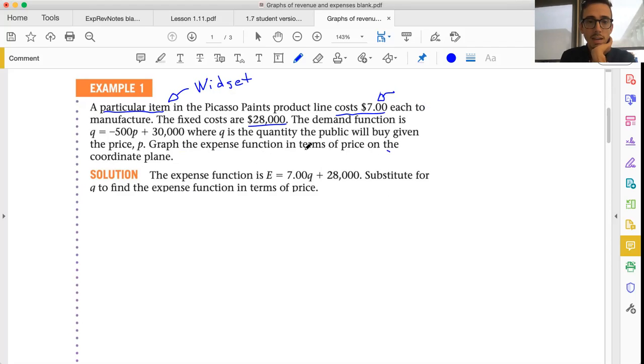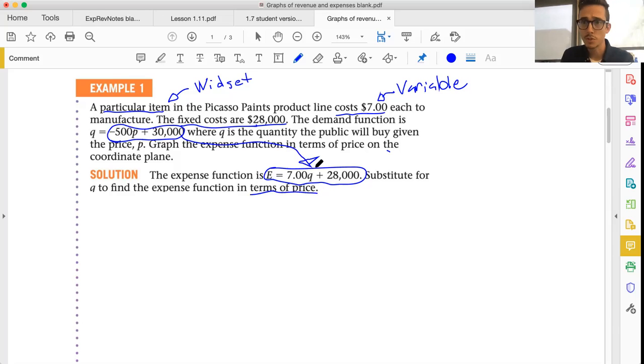Well, we know that the expense function we can create because, again, this $7 is our fluctuating variable. And we have the fixed cost of 28,000. So we could create this equation for our expenses. And what are we doing here? We're substituting for Q to find the expense function in terms of price. So in terms of P. So, all right. I see that Q could be represented as all of this, negative 500P plus 30,000. So if I put that in place of Q, I'm doing what they asked. They want terms of price, so I would only be left with terms of P.